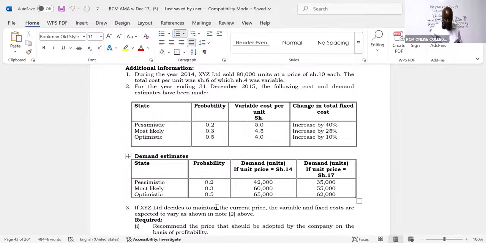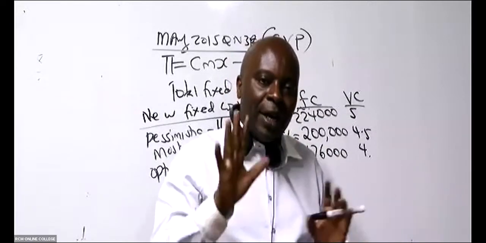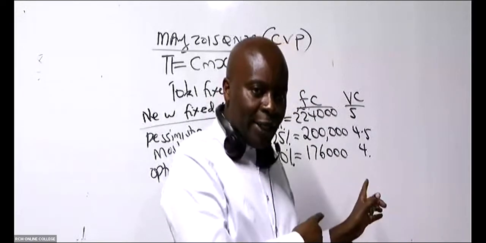The variable and the fixed costs are expected to vary as shown in note 2 above. Recommend the price that should be adopted by the company on the basis of profitability. Remember, the current price is given in note number 1. During the year 2014, XYZ Limited sold 80,000 units at a price of 10. So should they maintain a price of 10, the quantity will be 80,000, but the variable cost and the fixed cost will be the new ones.